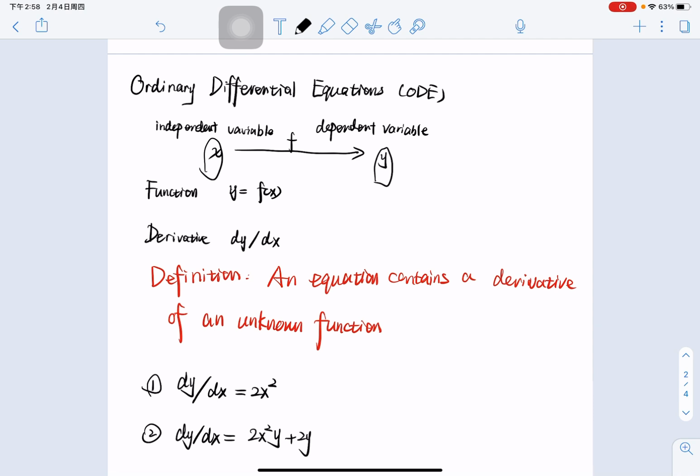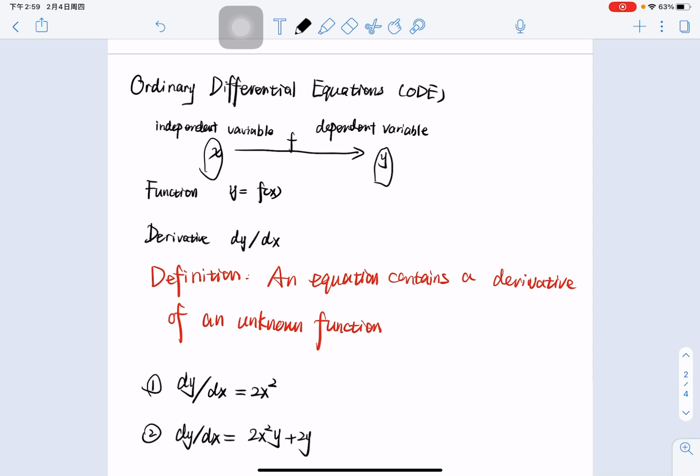Let's start with functions. Functions are mappings from independent variables like x to dependent variables y, which means given any x equals 1 or x equals 2 in the domain, we can find its corresponding y. Derivatives is the instantaneous rate of change of y in terms of x.